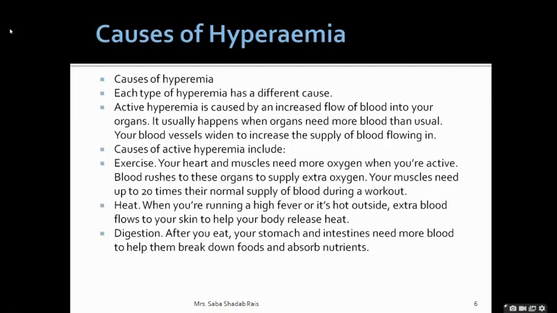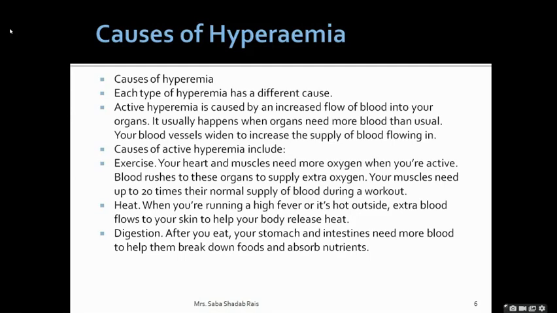Now let us discuss the causes. There are many causes, but I have listed only a few. As far as active hyperemia is concerned, it is caused by increased blood flow into your organs. It usually happens when an organ needs more blood than usual. When we require more blood, for example at the time of exercise, your blood vessels start widening to increase the supply of blood flowing in.